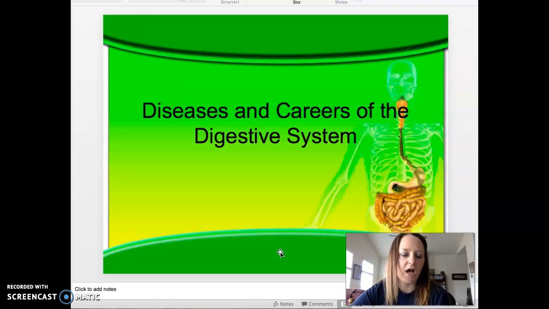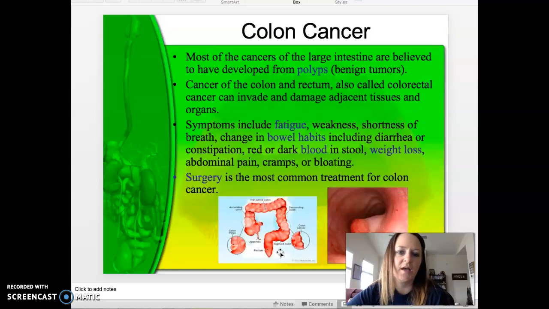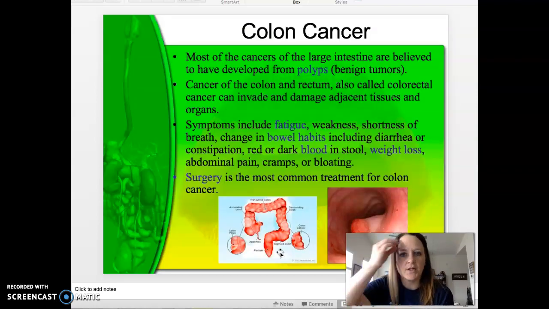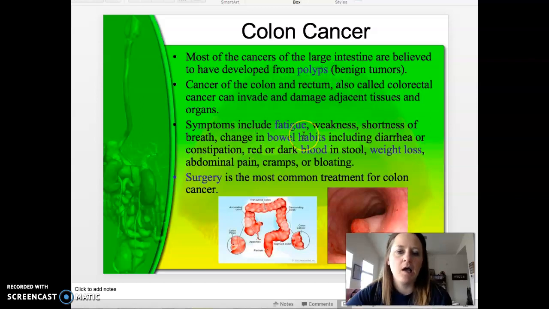So now let's talk about the diseases and careers. You guys have heard of colon cancer. When somebody has colon cancer, it's basically in their large intestine. But basically what it is, you get a polyp, which there's that word right there, which is a benign tumor. A benign tumor is not cancerous, but if you don't get those polyps taken care of, they can turn into cancer because they're going to start reproducing more and more cancer-like cells.